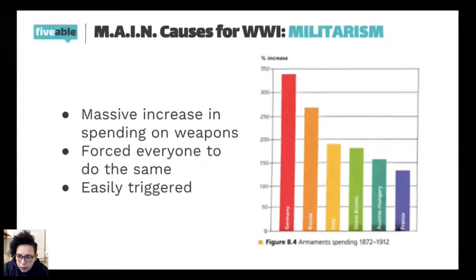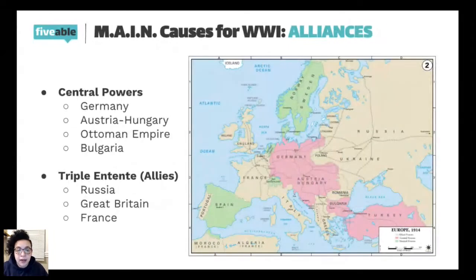All right. So militarism is the first one. The second one, the A, would be alliances. The thing about alliances is they're good because they keep you protected. You have people that have your back, but they're bad because you can get really thrown into a conflict that you had nothing to do with.